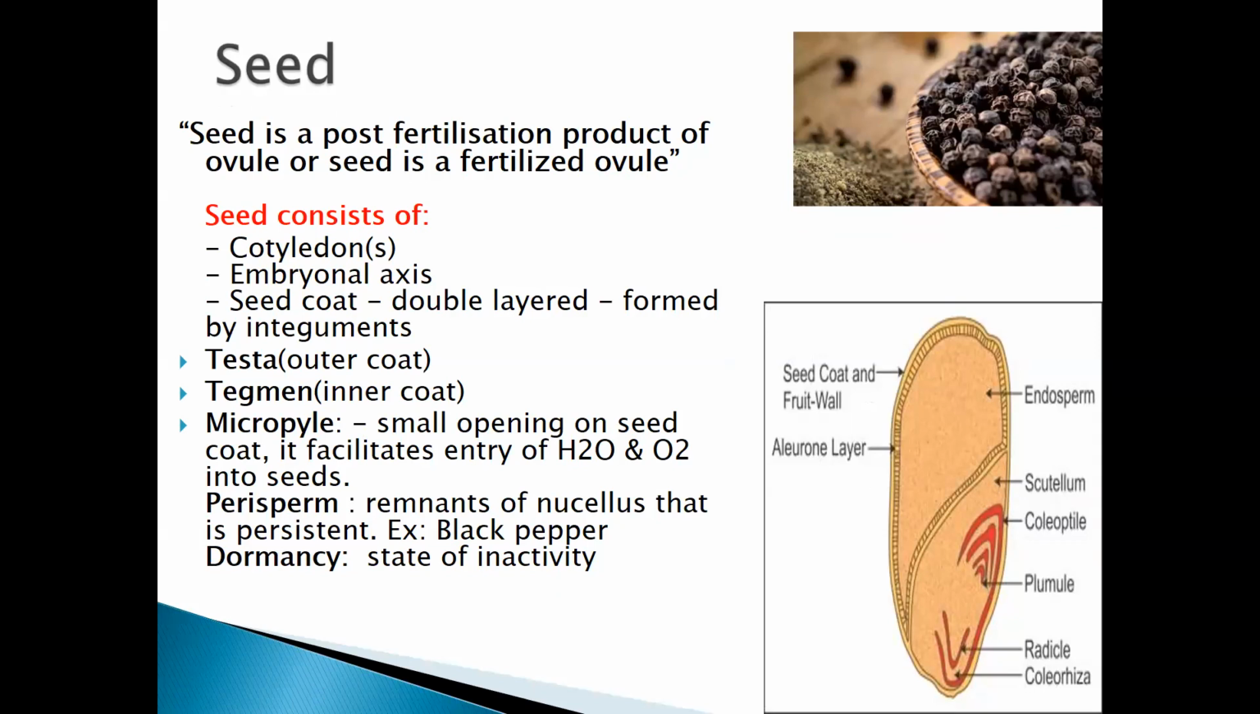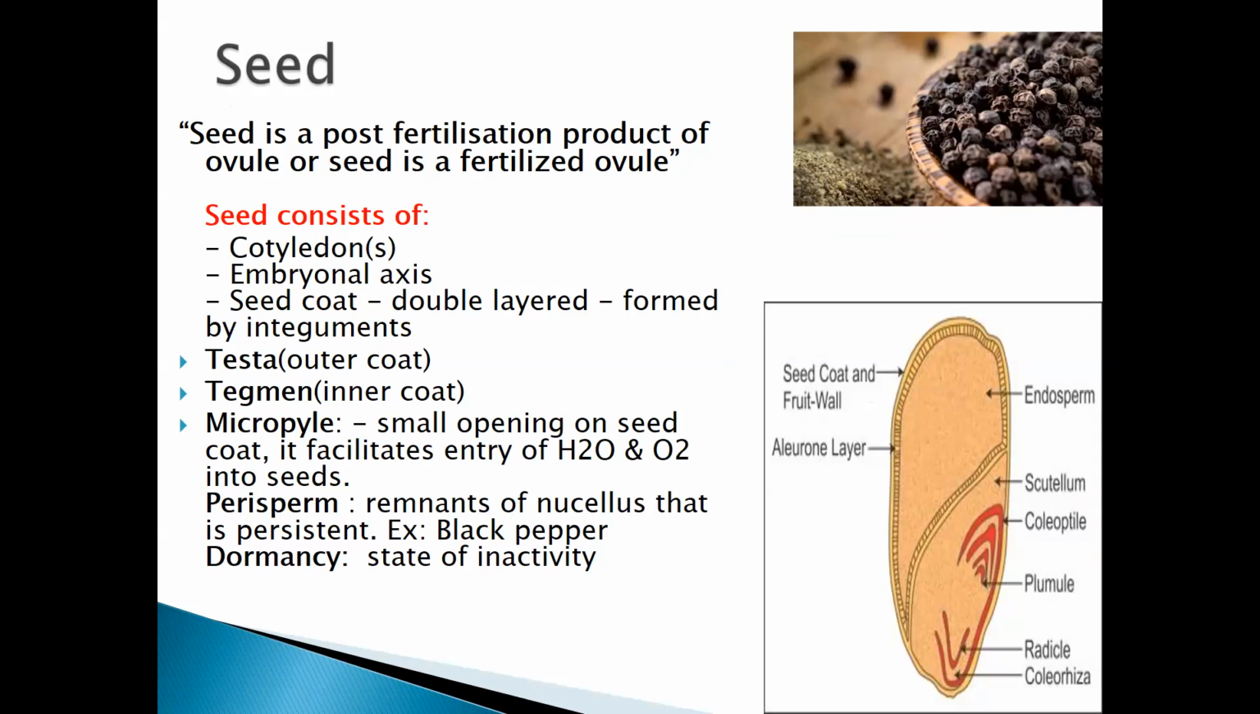Good afternoon, students. In the last class, we were studying about the seed. What is the definition of the seed? And the seed consists of which parts? It consists of the cotyledons, embryonal axis, and the seed coat. The seed coat is double layered. That is, one is testa, the outer layer, and tegmen, which is the inner layer.